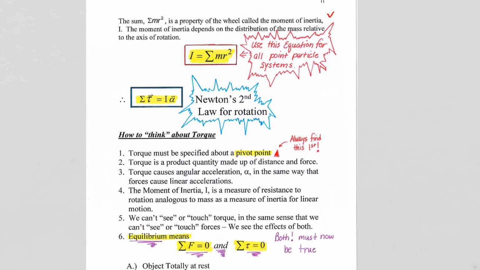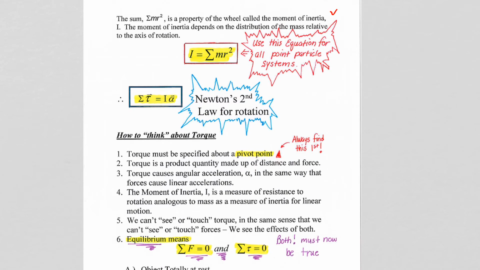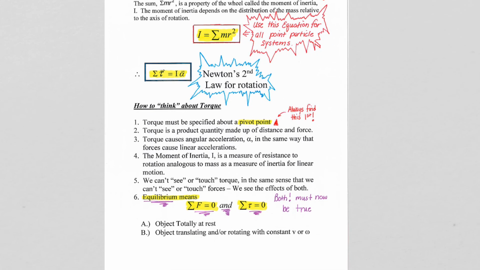Well, Newton's second law for rotation then becomes torque equals I alpha. It's that cause and effect relationship we just talked about. So I'm going to leave it to you to read what I have here about how to think about torque. I just have a few notations that are super important.